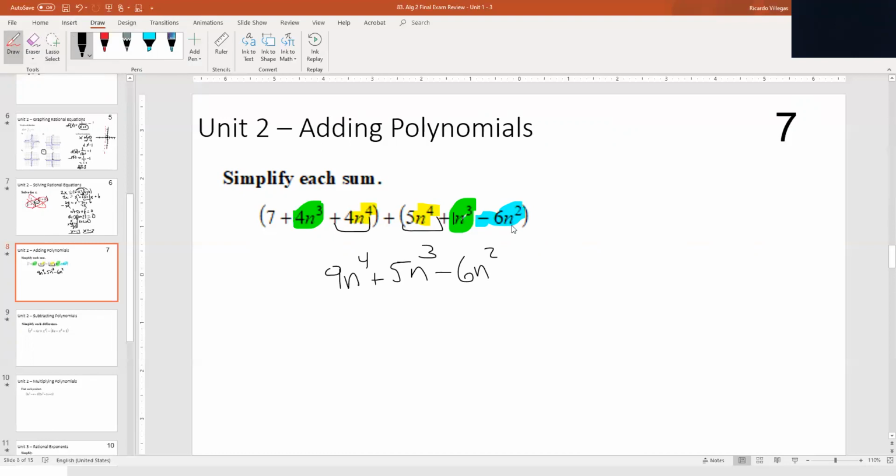Then we don't have a regular n. Then we have our constant plus 7, so 7 will go here. And that would be the sum of these two polynomials.